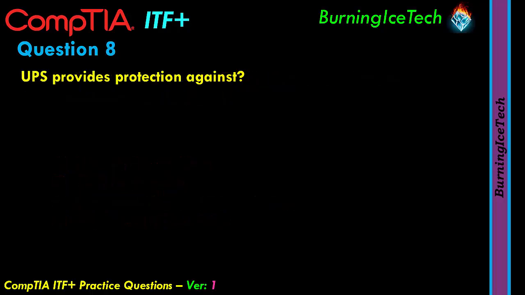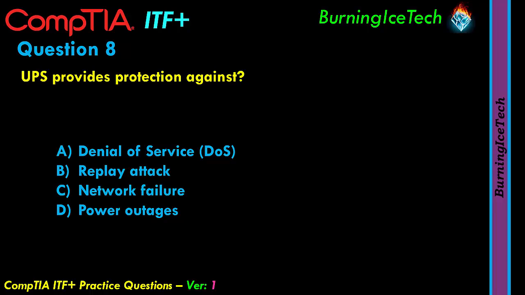Question 8. UPS provides protection against what? Is it A, denial of service, which is more commonly known as DOS for short? That's a special kind of attack, folks. This attack, which I wouldn't say is malware, is more of an attack on your machine or your systems or your network. It's when something or someone denies you access to a service.